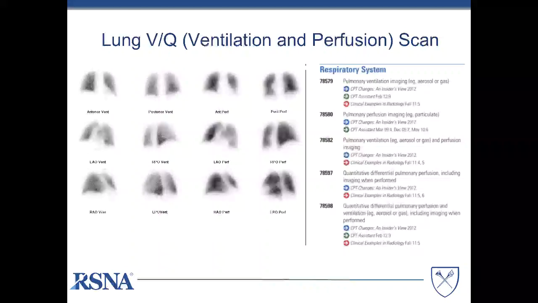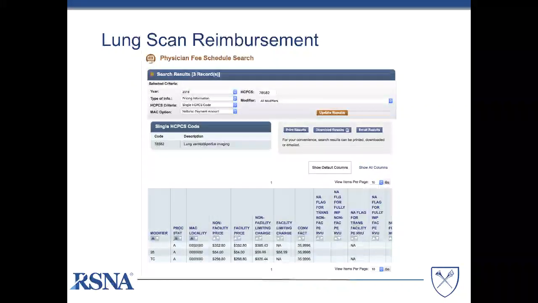Now let's look at the variation in reimbursement among the different lung scans. For the ventilation and perfusion scan, or VQ scan, we look up code 78582. This would be a study to diagnose pulmonary embolism. So that's about $350.